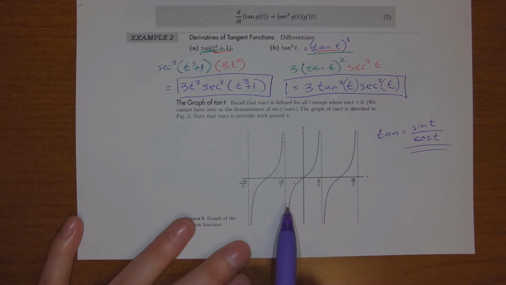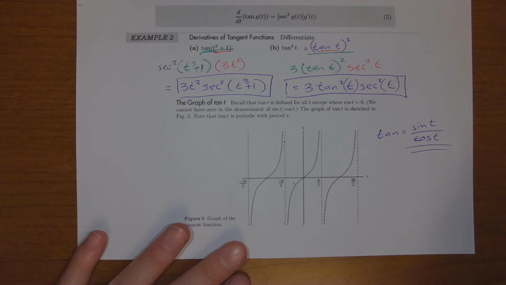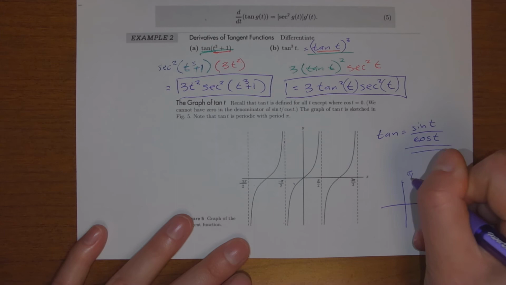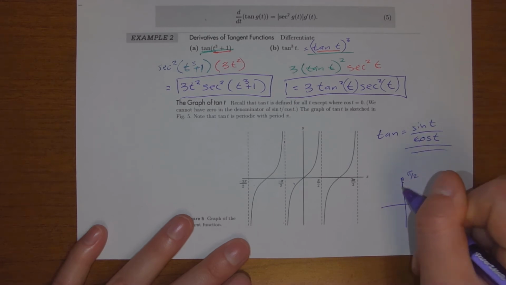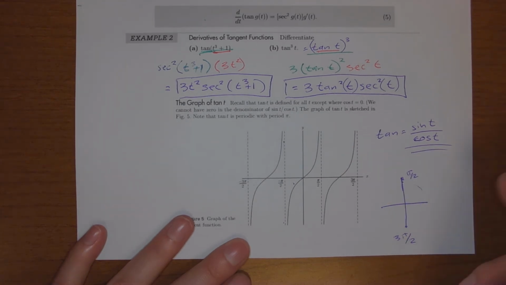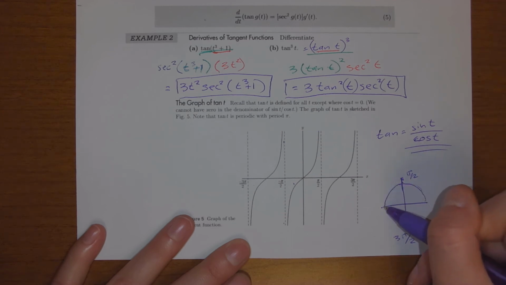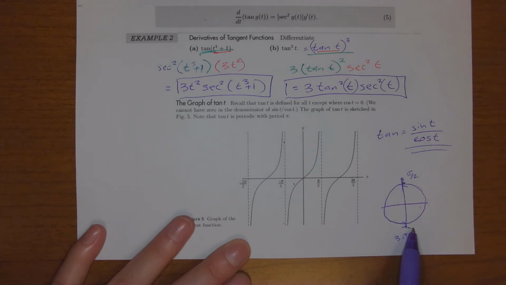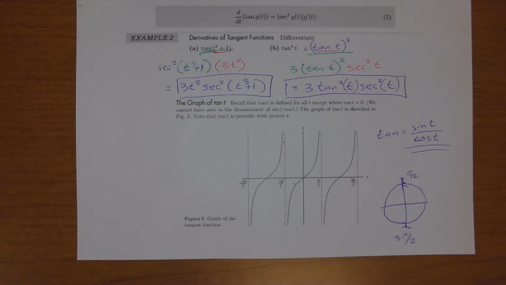So you'll notice at negative pi halves, I have an asymptote. At pi halves, I have an asymptote. At 3 pi halves, I have an asymptote. And that's because at pi halves, my cosine value, the x value, is 0. At 3 pi halves, my x value is 0. So essentially, when I'm going around the unit circle here, as I hit these vertical lines, I'm getting an asymptote on my tangent function. So that is how that's working.